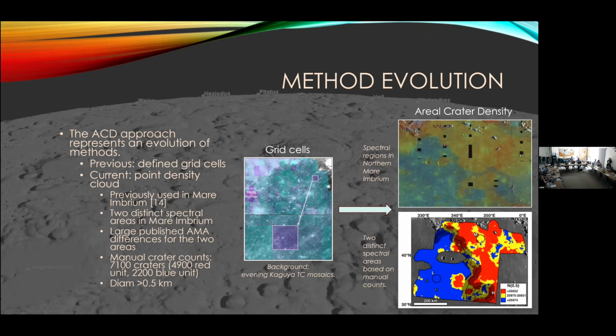So just a little bit of history here. We kind of started with a grid cell approach. You can see the middle diagram where we're overlying grids. I didn't find that that effective, and then I found a study that Lillian and Mark Robinson worked on, I think it was 2014, where they did an aerial crater density bit of work in northern Mare Imbrium. So that was a bit of inspiration. Thank you, Lillian.